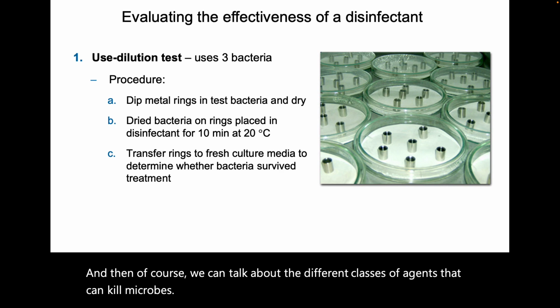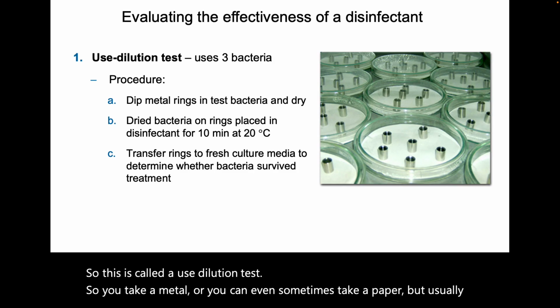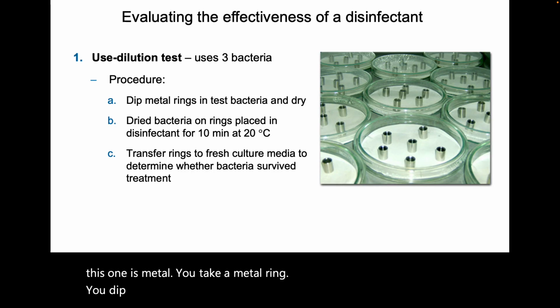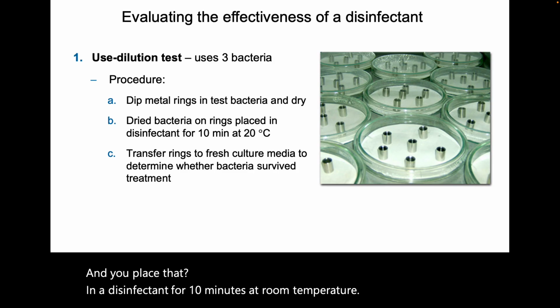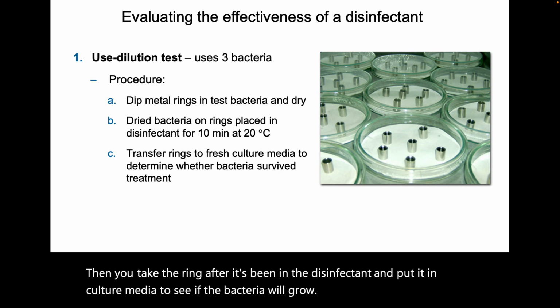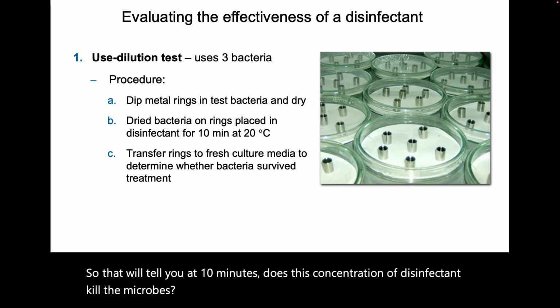So this is called a use dilution test. You take a metal, or you can even sometimes take a paper, but usually this one is metal. You take a metal ring, you dip it in your test bacteria, and you place that in a disinfectant for 10 minutes at room temperature. Then you take the ring after it's been in the disinfectant and put it in culture media to see if the bacteria will grow. So that will tell you at 10 minutes, does this concentration of disinfectant kill the microbes? Even if there's one left, it'll grow.